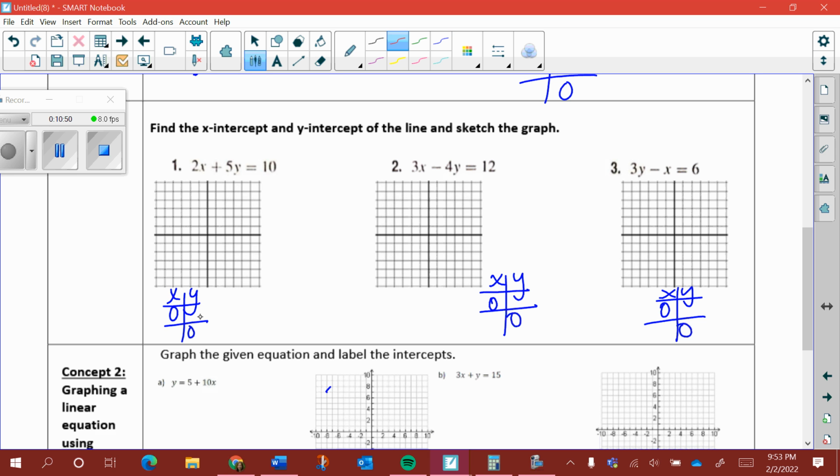So this first one, I end up with (0, 2) and I end up with (5, 0). Plot those two dots, please. So 0, up 2, and 5, 0: 1, 2, 3, 4, 5. And make a pretty line. Try the next two on your own, please.